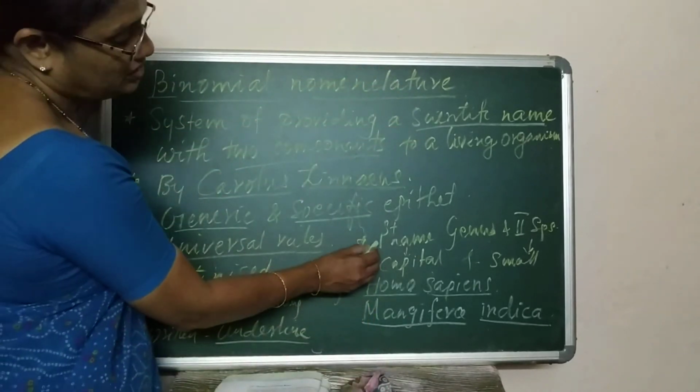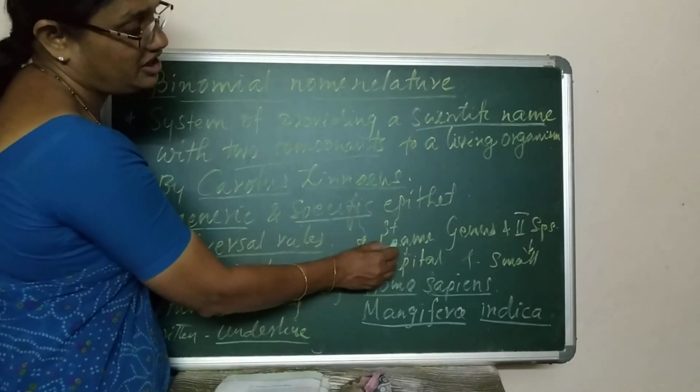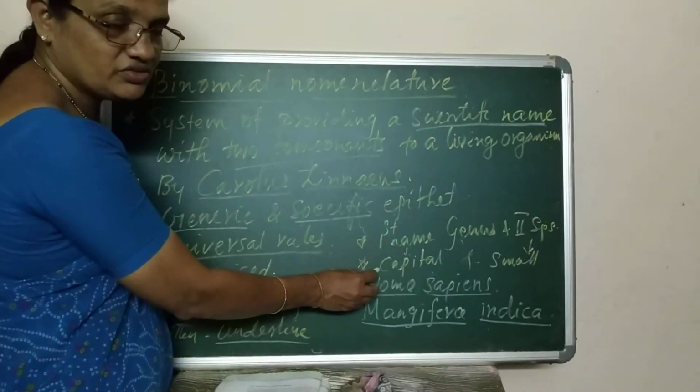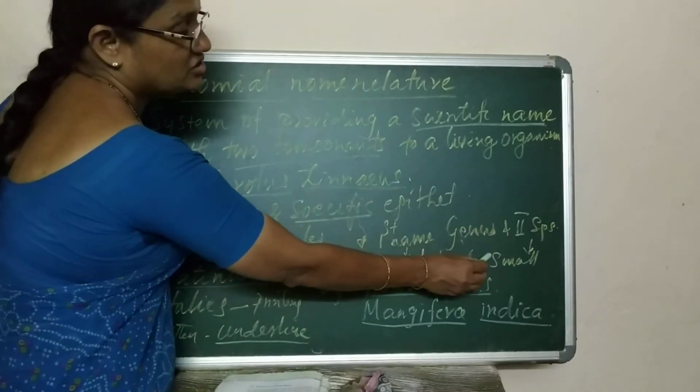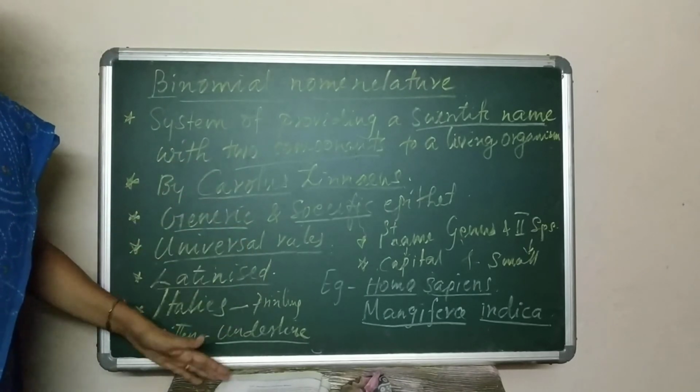Then each scientific name consists of a first name and a second name. The first name is the genus and the second name is the species. The first name starts with a capital letter and the second name starts with a small letter. There are so many examples of this.